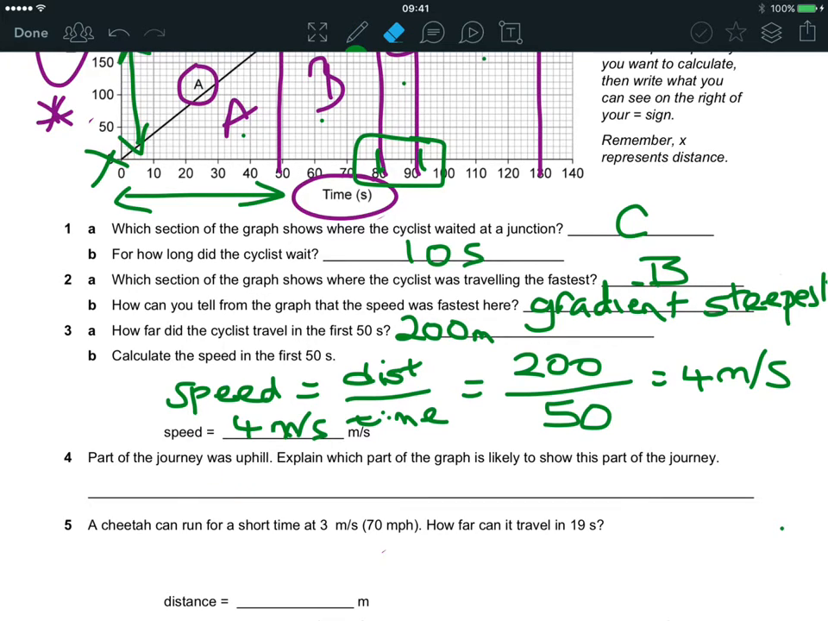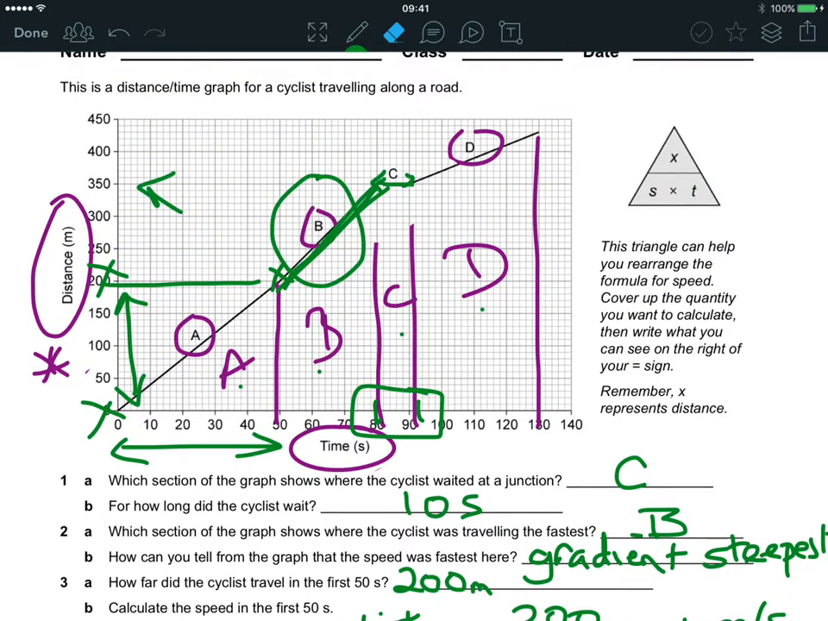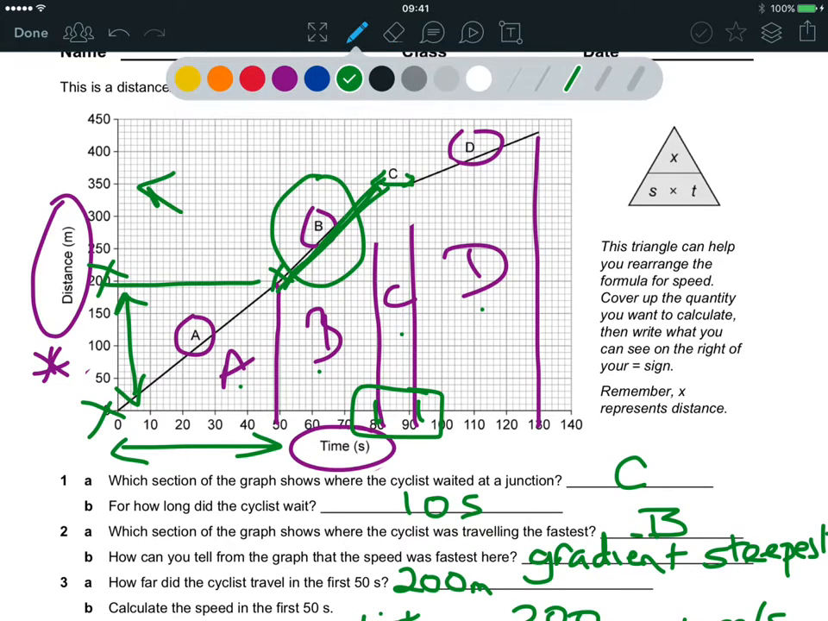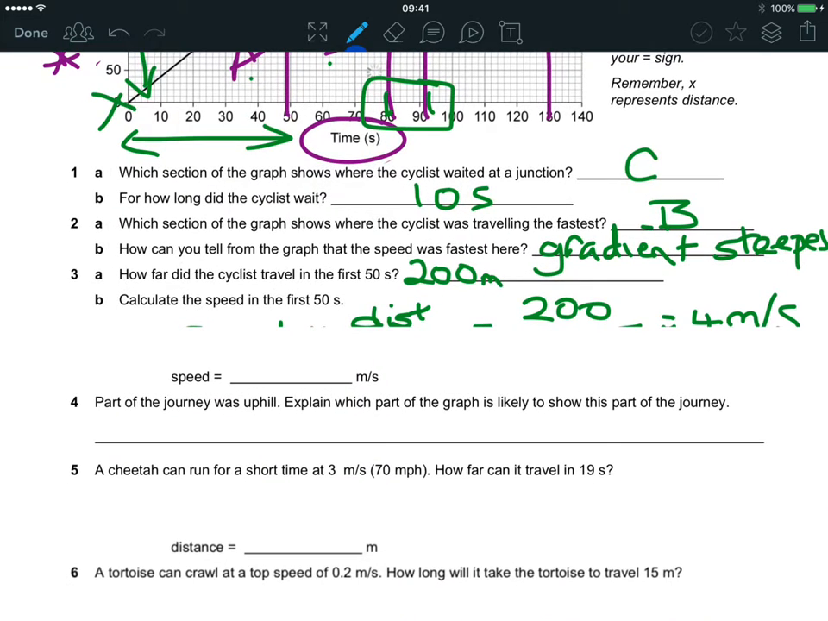Last part of the question, or this is question 4. Part of the journey was uphill. Explain which part of the graph is likely to show this part of the journey. Well, if we look at the graph, if he's travelling uphill, it's probably going to be going the slowest speed of the whole journey, apart from obviously when he's stationary. Now, if I look at D, the gradient is the least steep. So the gradient is the shallowest. That means he's going the slowest. So that's probably the uphill bit.